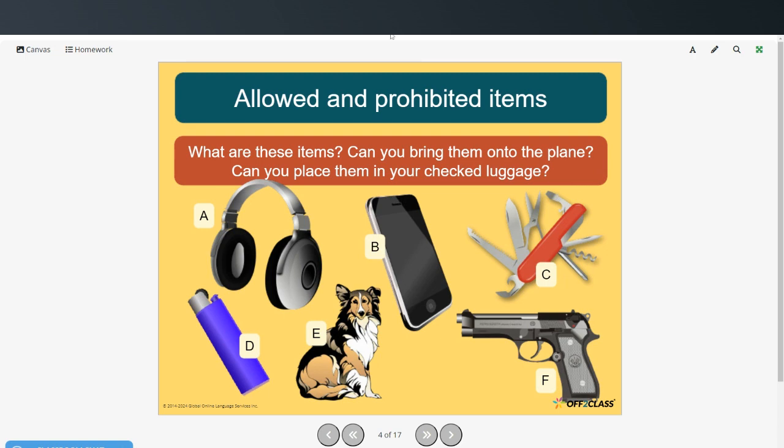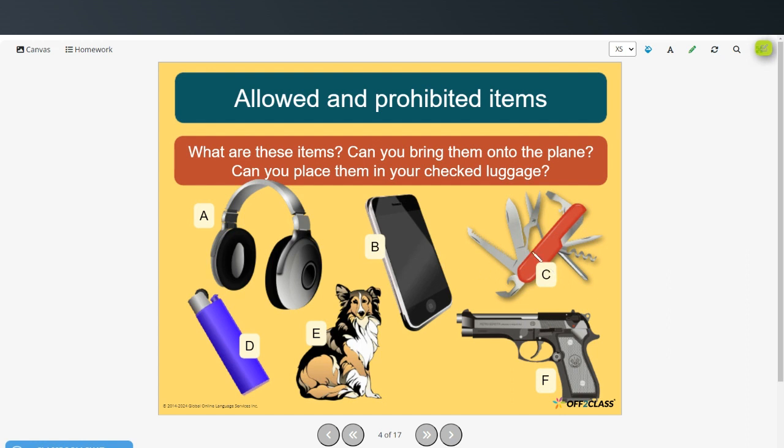Alright, so now take a look at these items, see if you know the names of them, and whether or not you can bring them onto a plane. Can you place them in your checked luggage? So headphones first. These can be brought onto the plane. Picture B is a cell phone. You can bring that on as long as you put it into airplane mode while you're in flight.